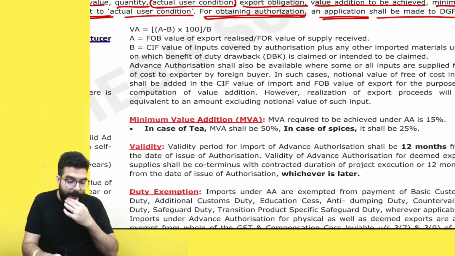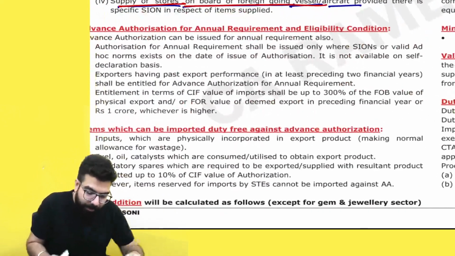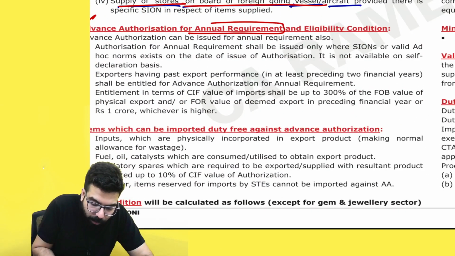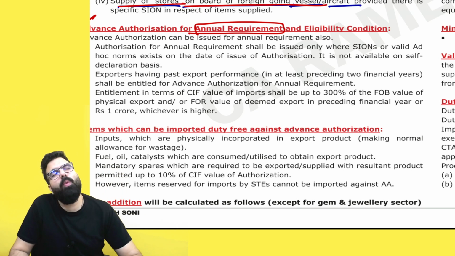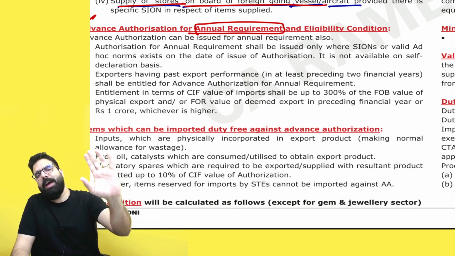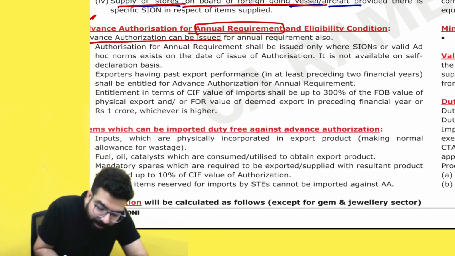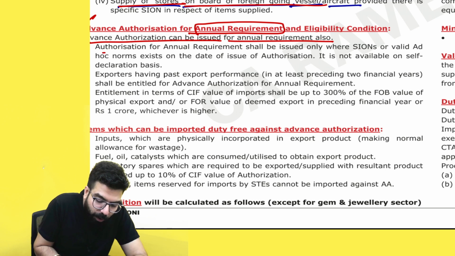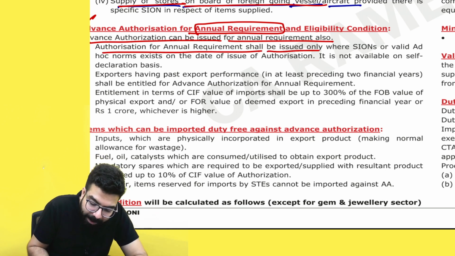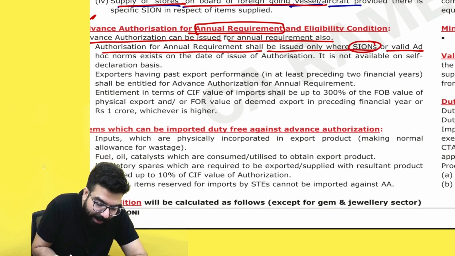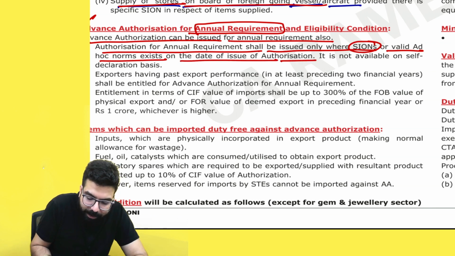Now they have gone ahead and told over here, see, advance authorization for annual requirement. Sir, annually I'm telling why every time I have to import and take an advance authorization. For full year I will take one advance authorization. So they have gone ahead and told over here, advance authorization can be issued for annual requirement also. Authorization for annual requirement will be issued only when SION or valid ad hoc norm exists on the date of authorization. It is not available on self-declaration basis.